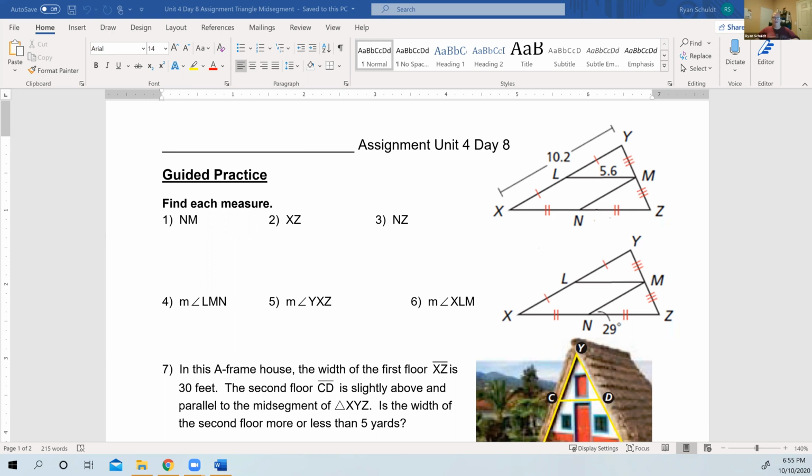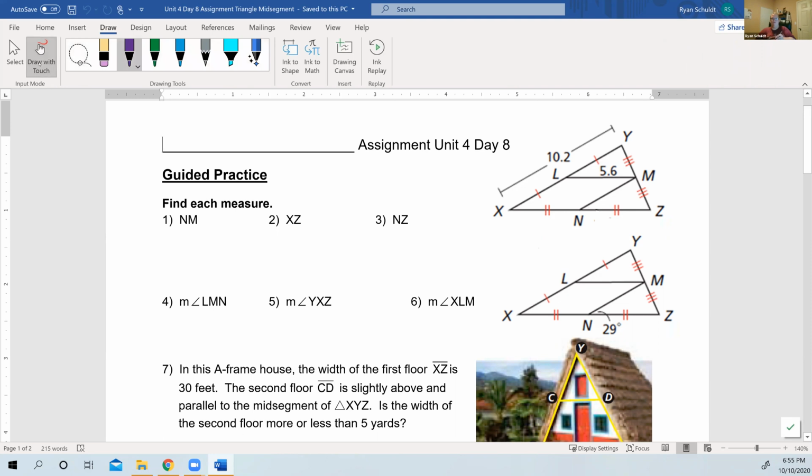So let's now look at the guided practice. Remember, we're dealing with mid-segments here. That's what we've done today, triangle mid-segments. So for number 1, they are asking you to find the measure of NM. So NM is this segment right here.